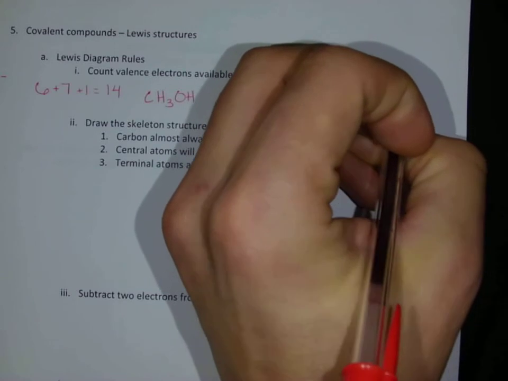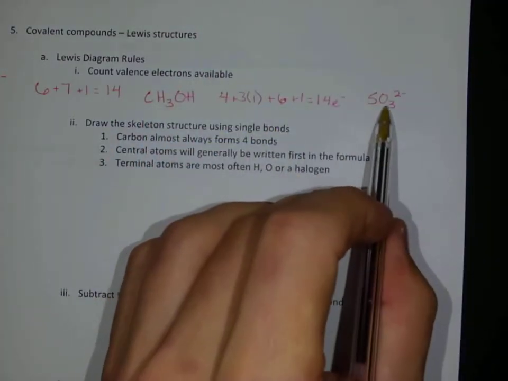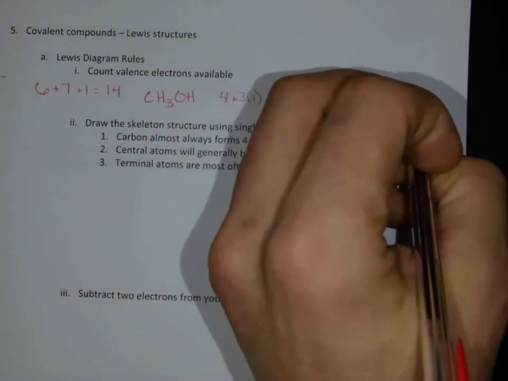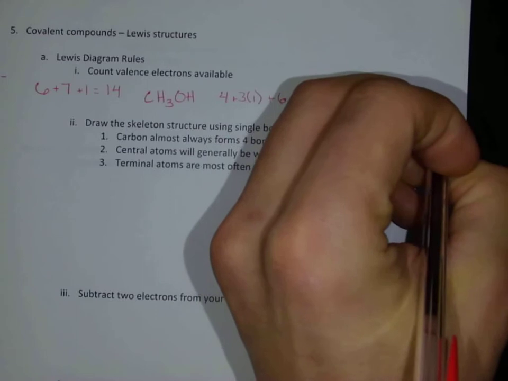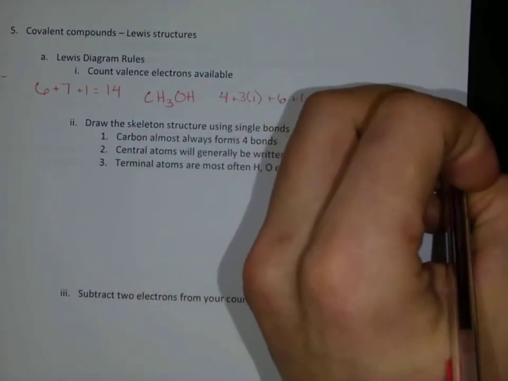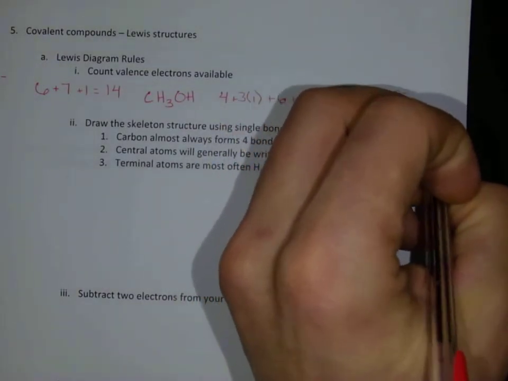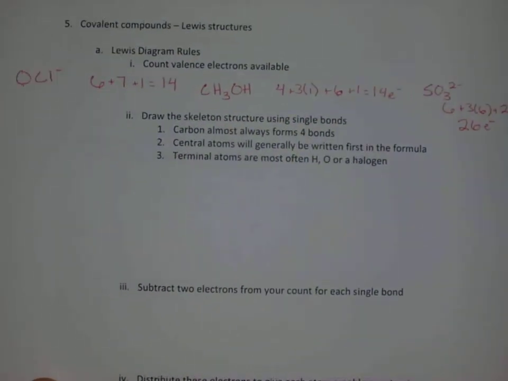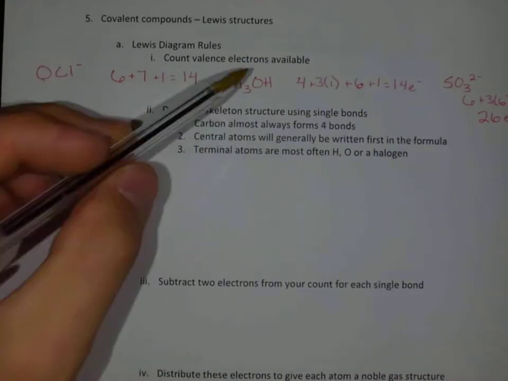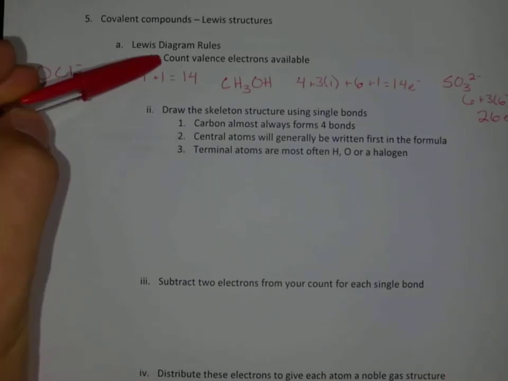And so then our last example here is going to be SO3 2 minus. Sulfur and oxygen both are in column 16, so we're going to do 6 plus 3 times 6 would be 24, but it's got a 2 minus, so we're going to have 2 more electrons there, so that would be 26 electrons. Okay, so there's our first thing that we need to do whenever we're building Lewis structures, right? If we need to figure out the Lewis diagram, we first need to count the valence electrons, okay?